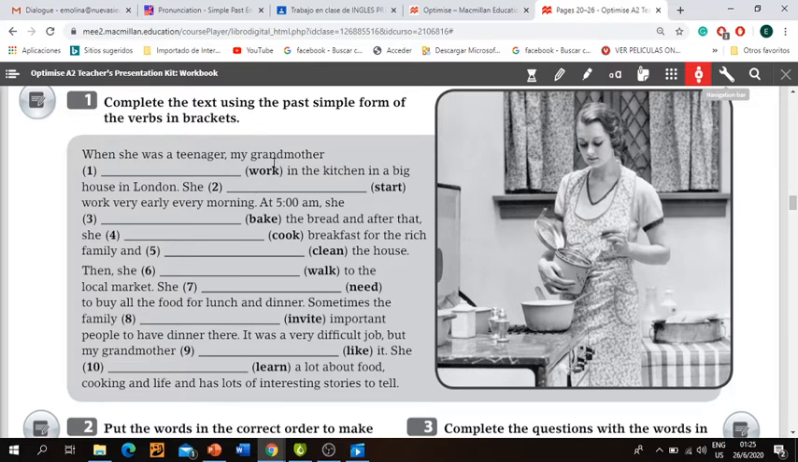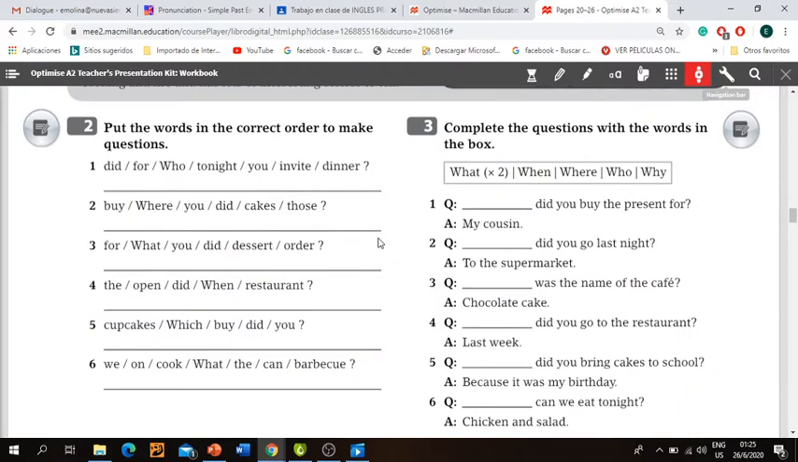So this one, for example, you say, when she was a teenager, my grandmother, what is the past tense of work? Worked, okay, with ed. My grandmother worked in the kitchen in a big house in London. Okay, you continue with all the other verbs. Remember that if you find words that you don't understand, you have to look them up in the dictionary.